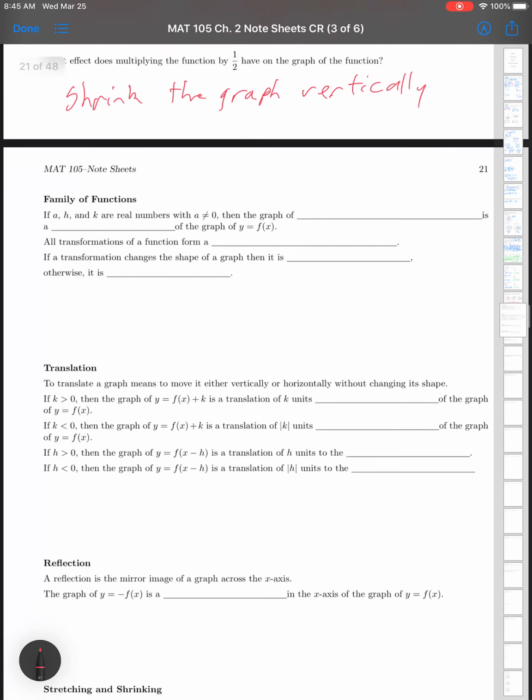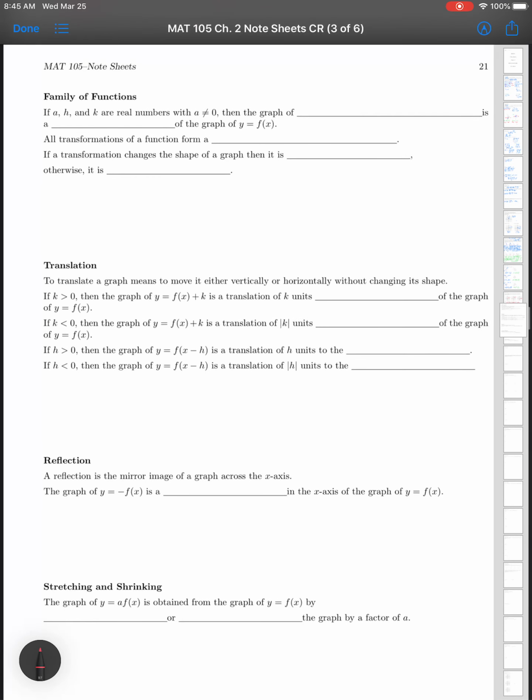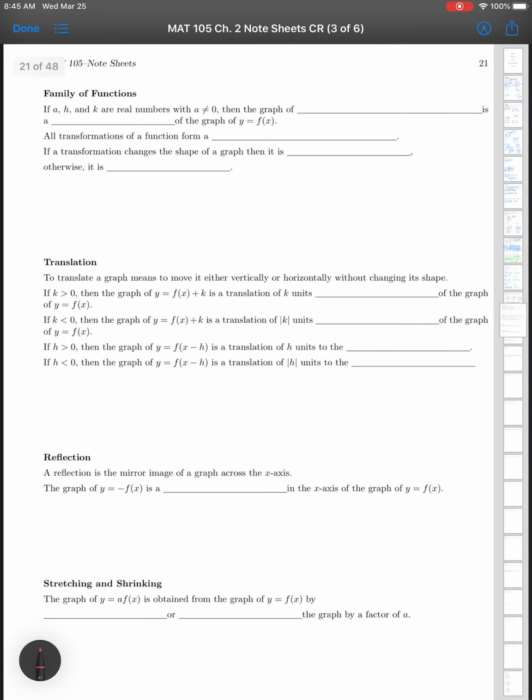So what we can do is take all that information and put it together in one place using this idea of what we're going to call family of functions and transformations. So if a, h, and k are real numbers, then the graph of y equals a times f of x minus h plus k is a transformation of the graph of y equals f of x. If we take all the transformations like this using the same f of x, we call them a family of functions.